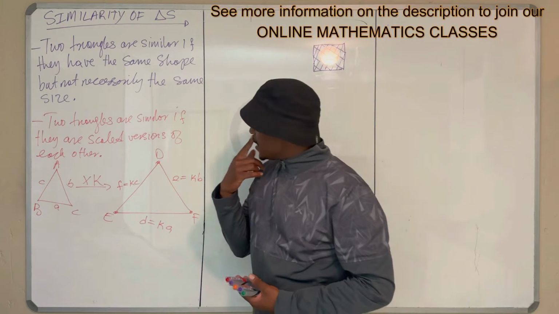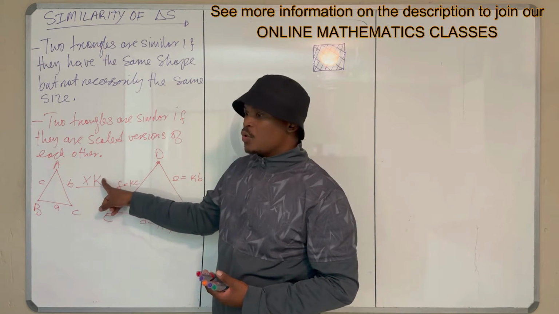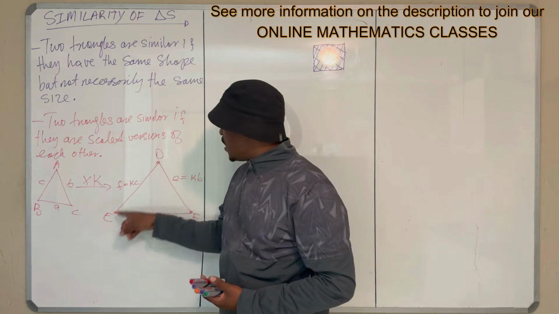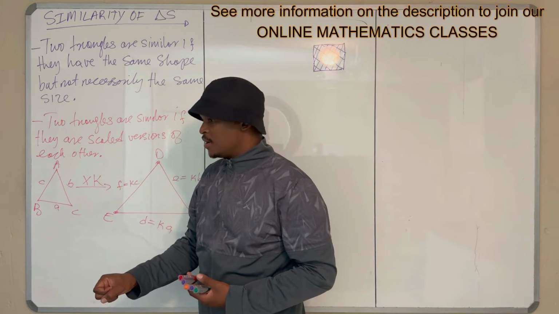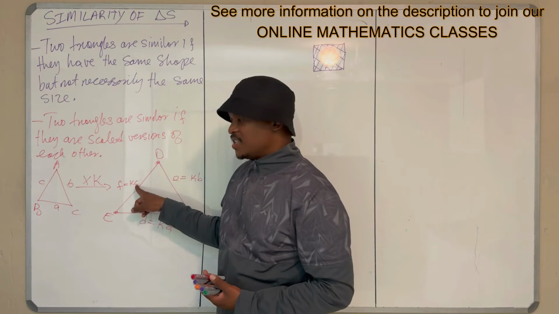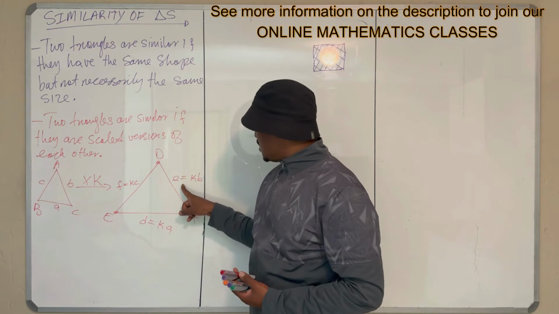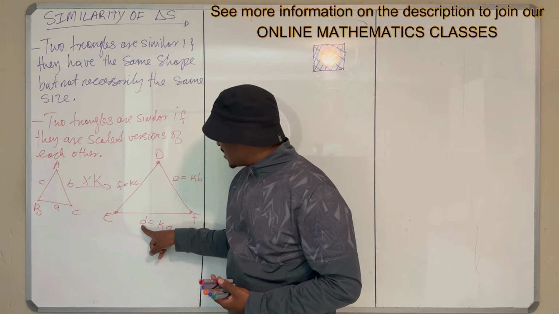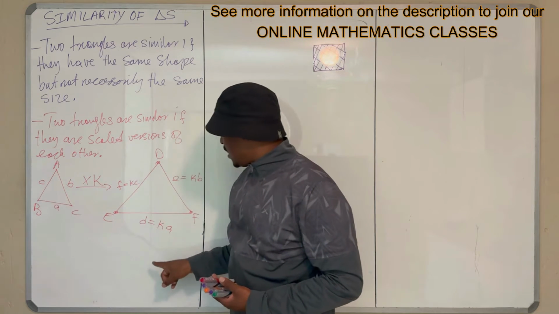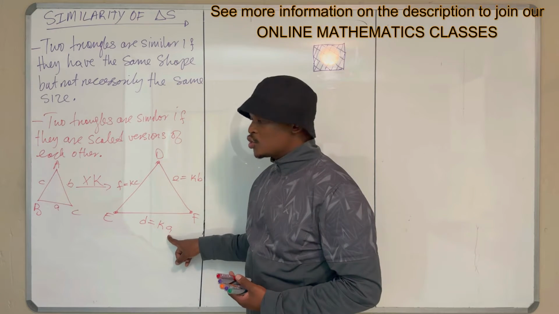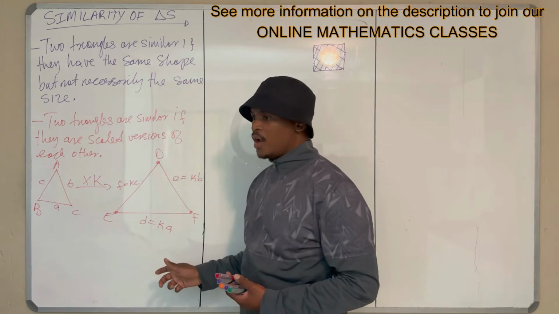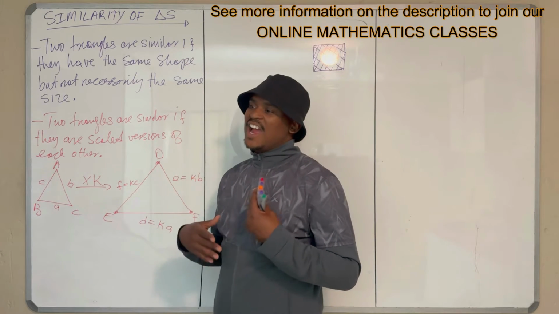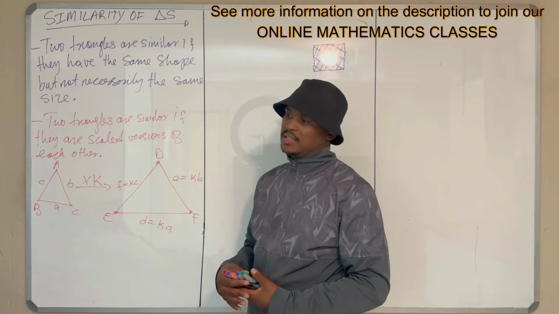So in any case, let's suppose that K is equal to 1. If your K is equal to 1, you should see that your DE will have the same length as AB, because it will be 1 times C, which is just C. And your E will have the same length as B because it will be 1 times B. And your D will have the same length as your BC there. It will be 1 times A. So all the corresponding sides will be equal. So those two triangles will be congruent, which is they will be identical. You'll be looking at the same triangle but just labeled differently.